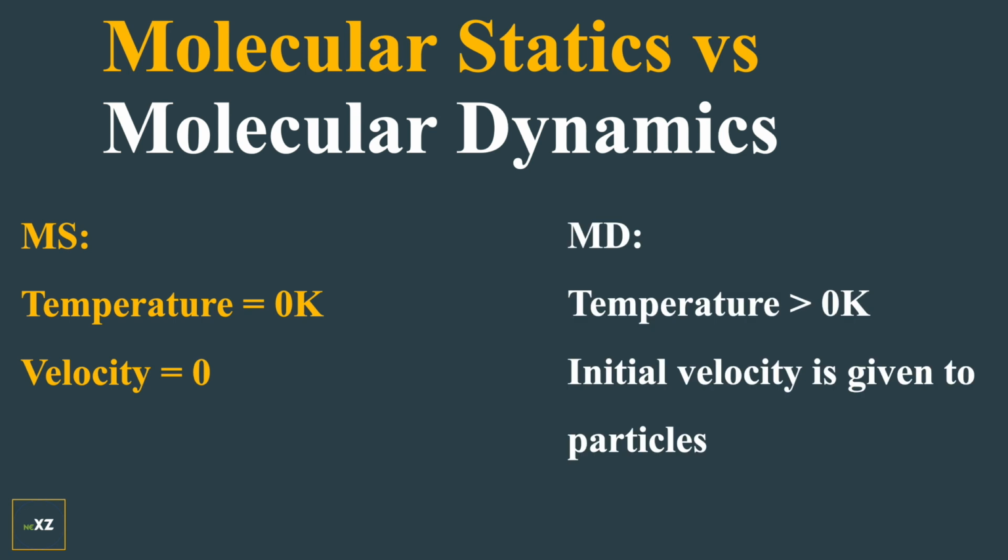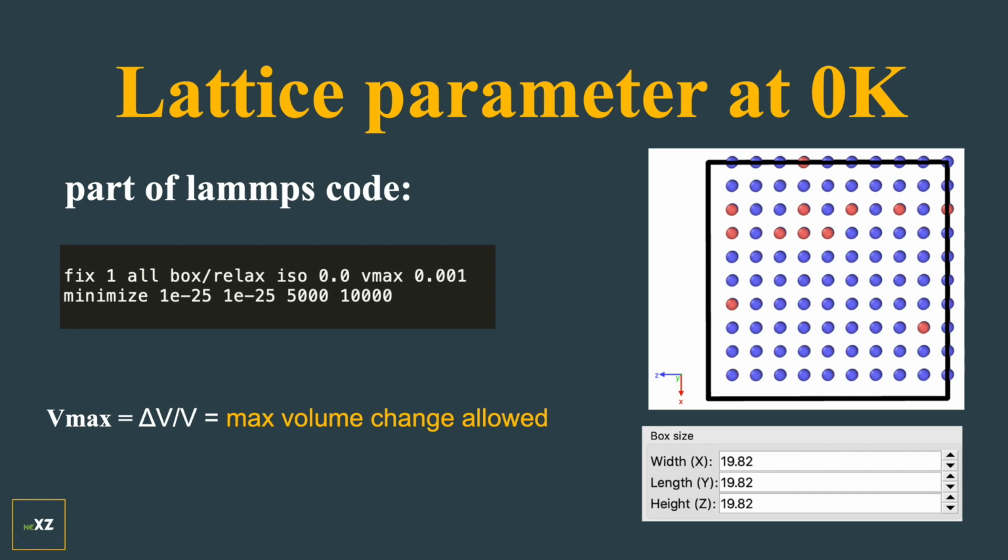And in molecular dynamics, the temperature is always greater than 0 Kelvin. So what you do is you give some initial velocity corresponding to the particular temperature you want to do the simulation at. That is the primary difference between these two. So let's do a lattice parameter calculation at 0 Kelvin.